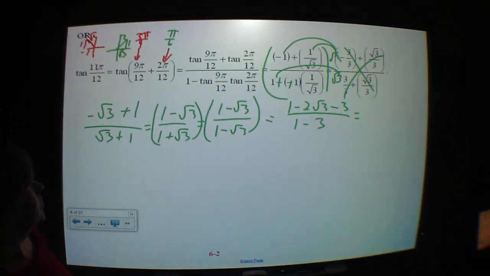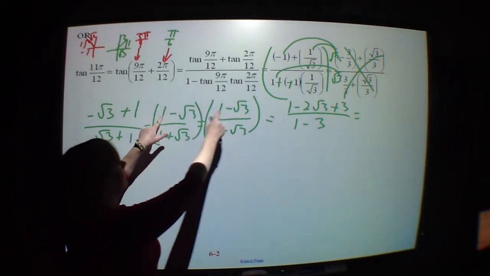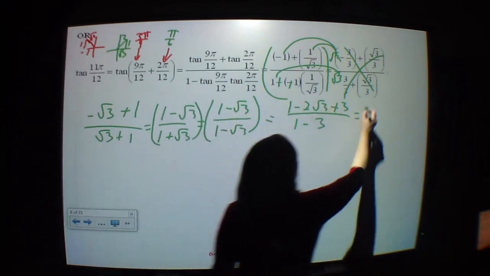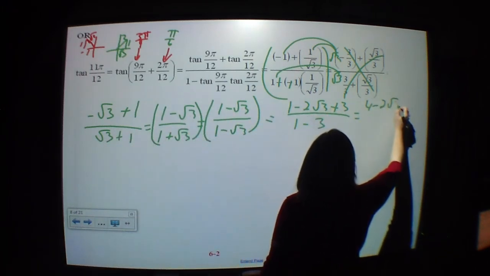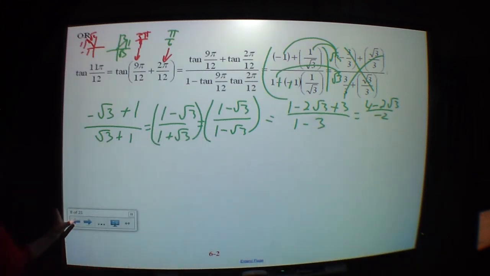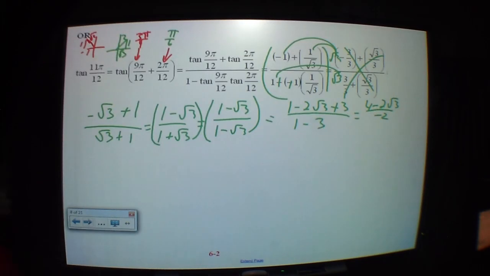There's a mistake somewhere. Where's my mistake? Sorry, when I foiled it, 1 outer and inner is minus. A negative times a negative is positive. So I have 4 minus 2 radical 3 over negative 2. And that's where I was in the last spot. See? 4 minus 2 radical 3 over negative 2. So you see you get the same thing.